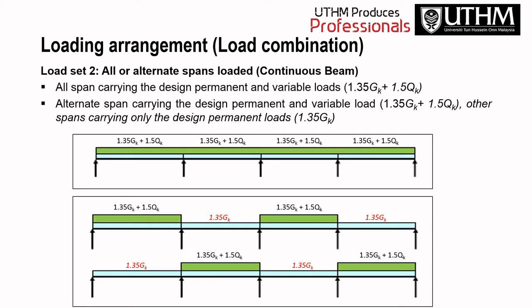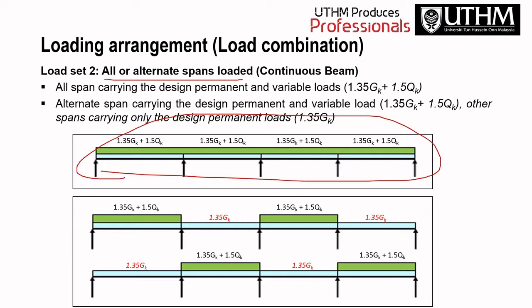So the load set 2, all or alternate span loaded for the continuous slab: first, all spans carrying the design permanent and variable actions. So all the spans carry the same permanent and variable loads for the design. Another is alternate spans carrying the design permanent and variable actions. Okay, so one is carrying the 1.35 GK and 1.5 QK, and the other span carries only the design permanent load.